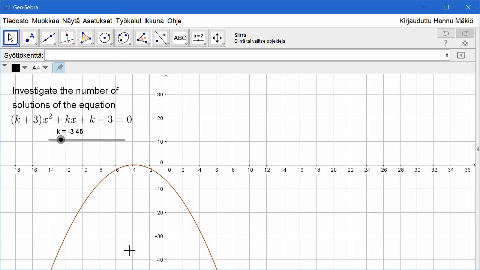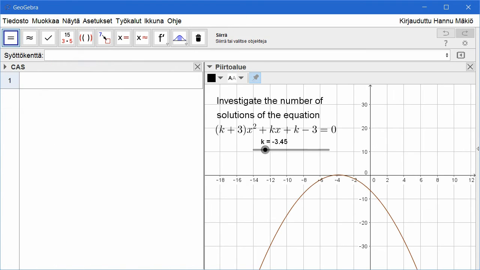So next I'm going to use a CAS to look up how to do this more exactly. So I solve this equation right here with k. Oh, but I forgot, I'm already using k, so I rename the parameter here as a. So I can have both this investigation here and then what happens in CAS.